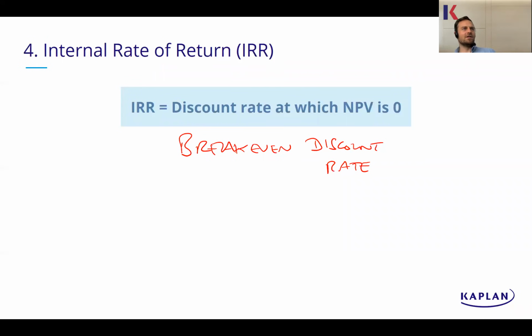So I think that's actually a nicer name for it. Apologies for my dodgy writing, but the break-even discount rate is what I actually prefer to call this. It's the discount rate at which your NPV comes out as 0, rather than it being actually a rate of return.